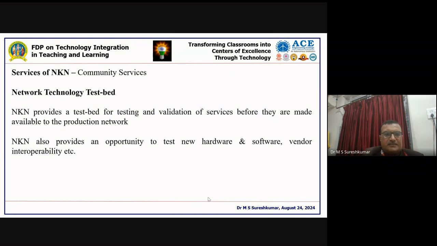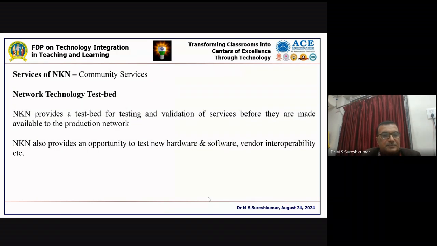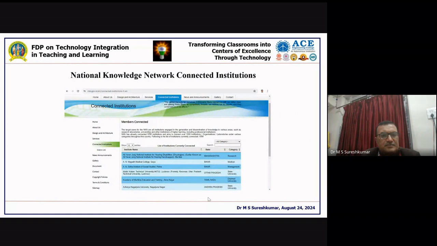This is the test bed. This test bed is used to validate the services before they are made available to the production network. These are some of the connected institutions.